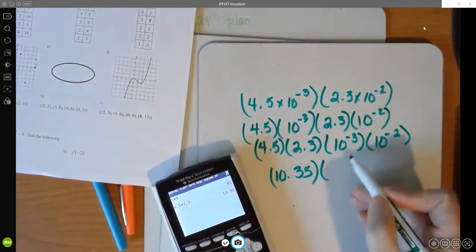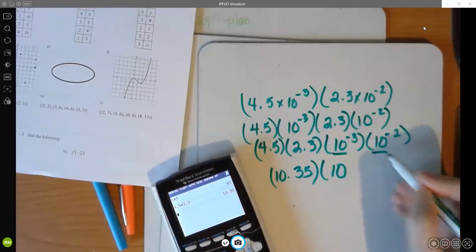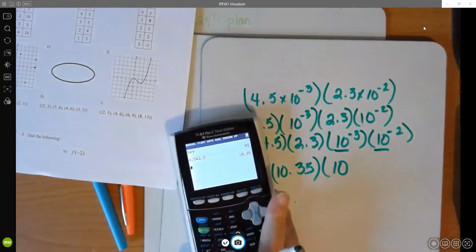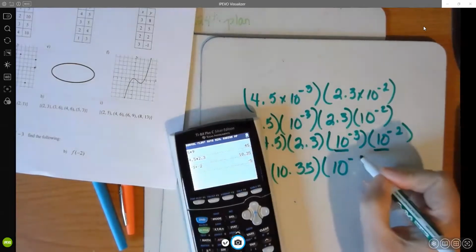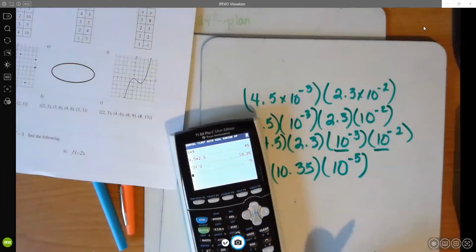and when I have a 10, that's the base. And what do I do to my exponents? If the base is the same, I add my exponents. So that would be negative 3 plus a negative 2. Now notice that that will give me a negative 5. And the negative exponents work just like anything else.